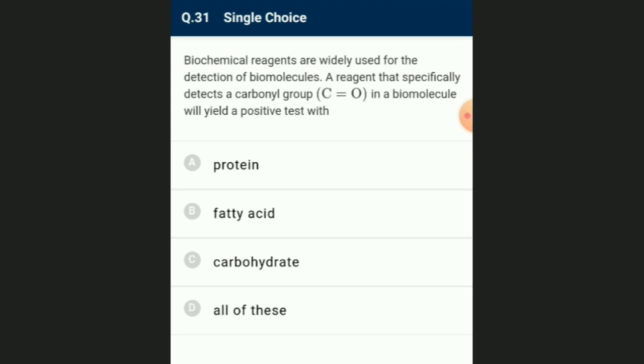Question number 31. Biochemical reagents are widely used for the detection of biomolecules. A reagent that specifically detects a carbonyl group in a biomolecule will yield a positive test with... The substances formed by a specific chemical bond between fatty acids and alcohol are called lipids.